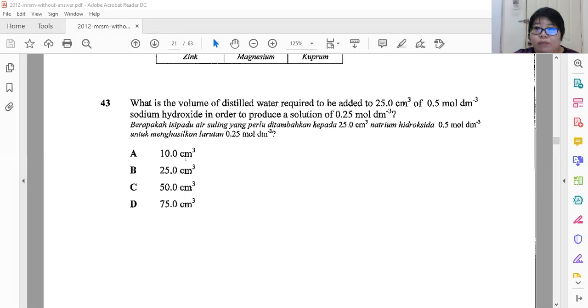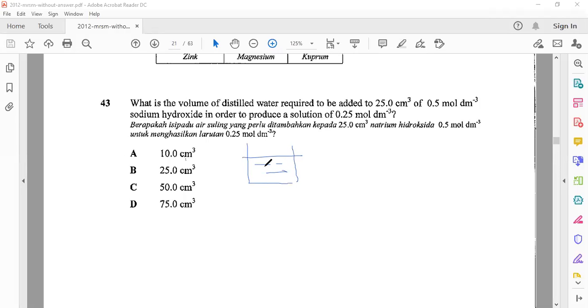Now, thank you for joining again, and we are now going to continue with our question 43. As we mentioned just now, question 43 is about dilution. As what we have done for your experiment previously, we are taking this as the stock solution. You have a lot from here, where you are having 0.5 mole per decimeter cube of this solution. This is NaOH. Now from here, you take 25 centimeter cube.